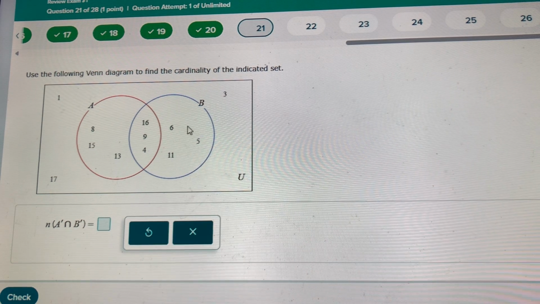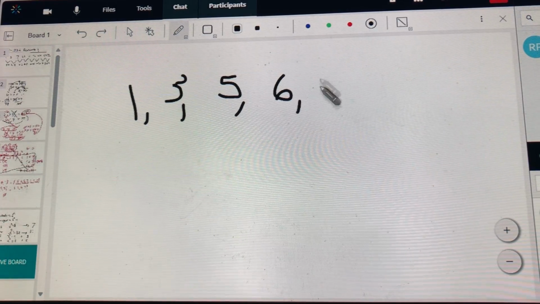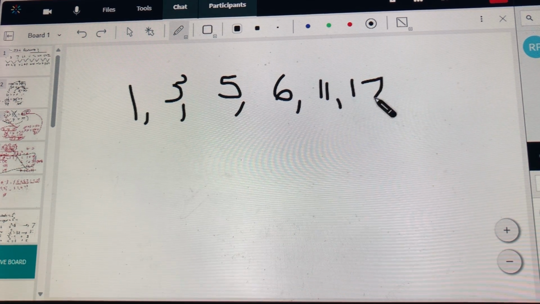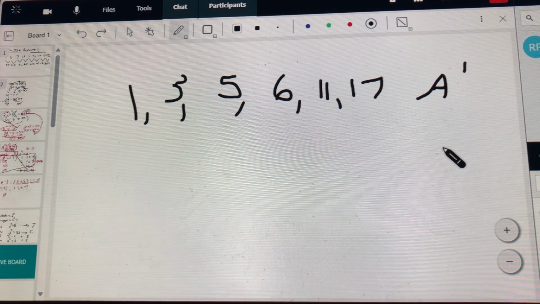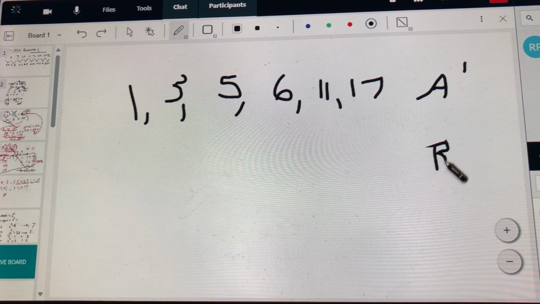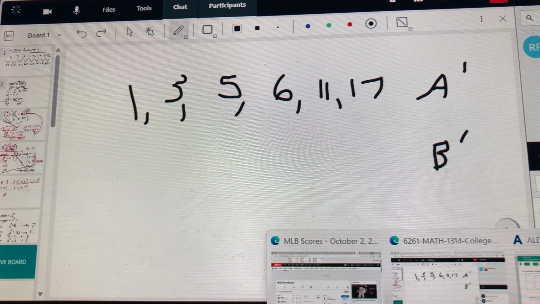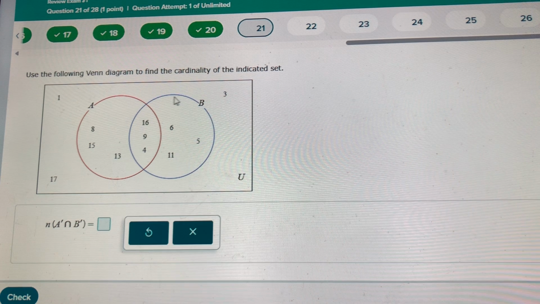1, 3, 5, 6, 11, and 17. Those 6 are not in circle A. Do the same thing for not in circle B. B is the blue circle. 16, 9, 4, 11, 5, and 6, they're all in there.